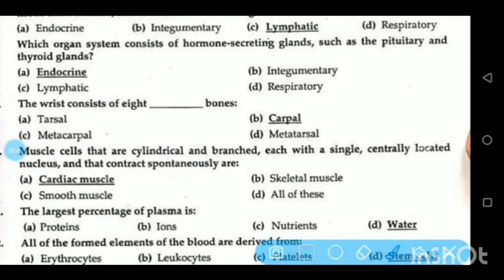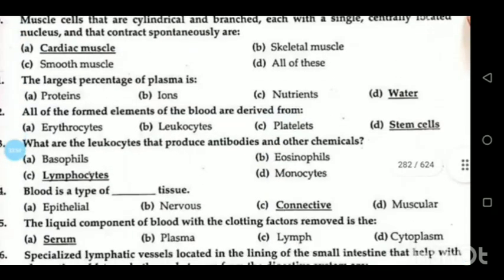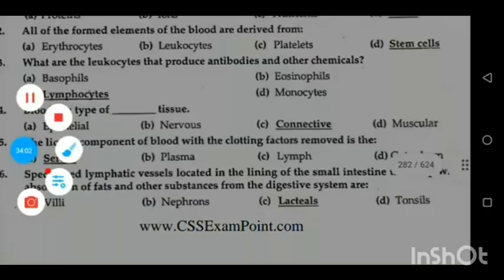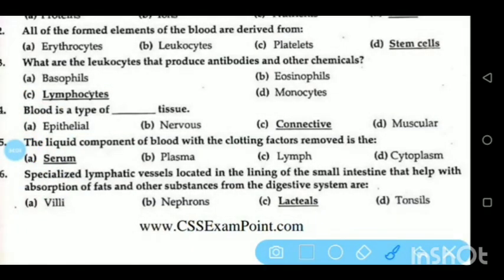Which organ system consists of hormone-secreting glands such as pituitary and thyroid glands, endocrine? The wrist consists of 8 carpal bones. Muscle cells that are cylindrical and branched, each with a single centrally located nucleus and that contract spontaneously, are cardiac muscles. The largest percentage of plasma is water. All of the formed elements of the blood are derived from stem cells.